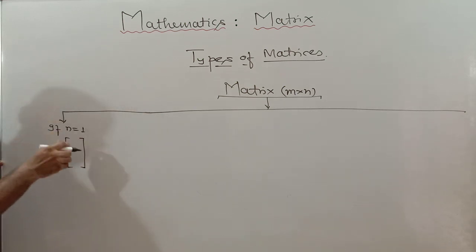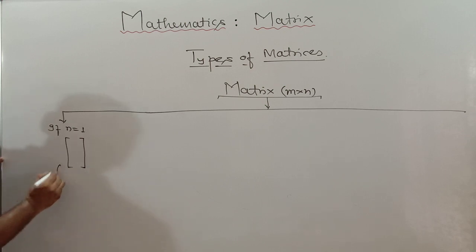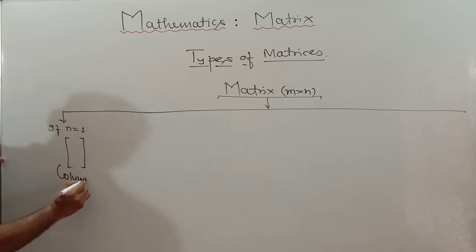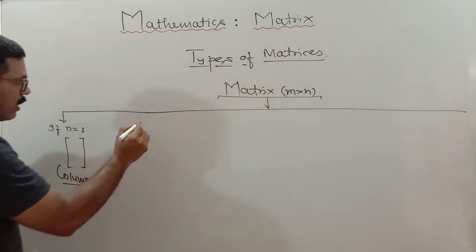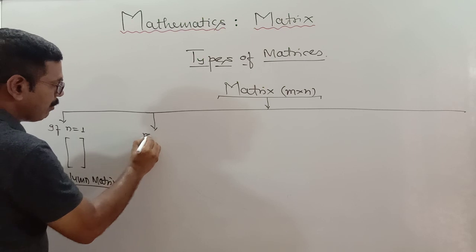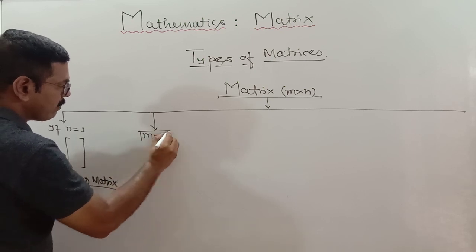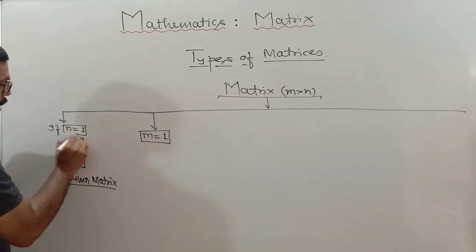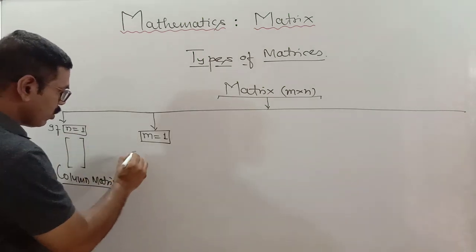So it is called, you can see that one column is there, so it is called a column matrix. Okay, a matrix which has only one column is called a column matrix. Okay, if m is equal to 1, if there is only one row and many columns, so it will be like this.